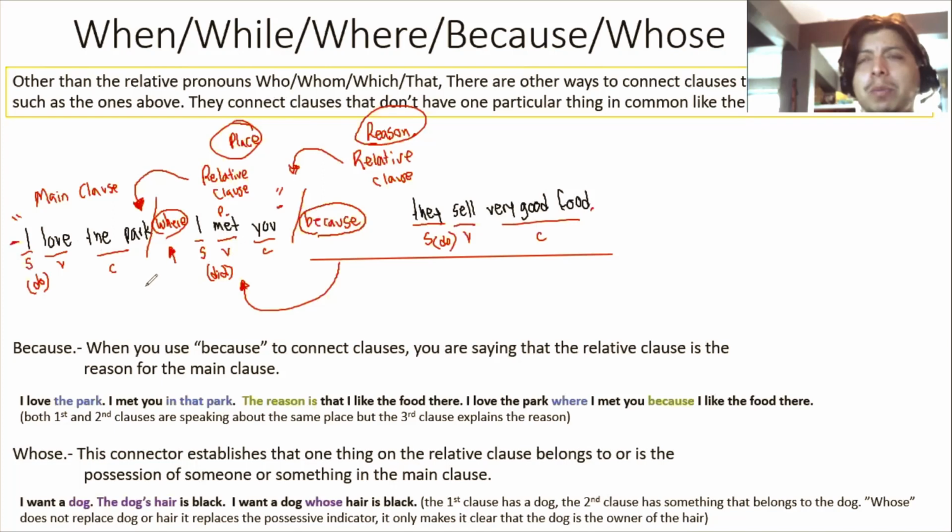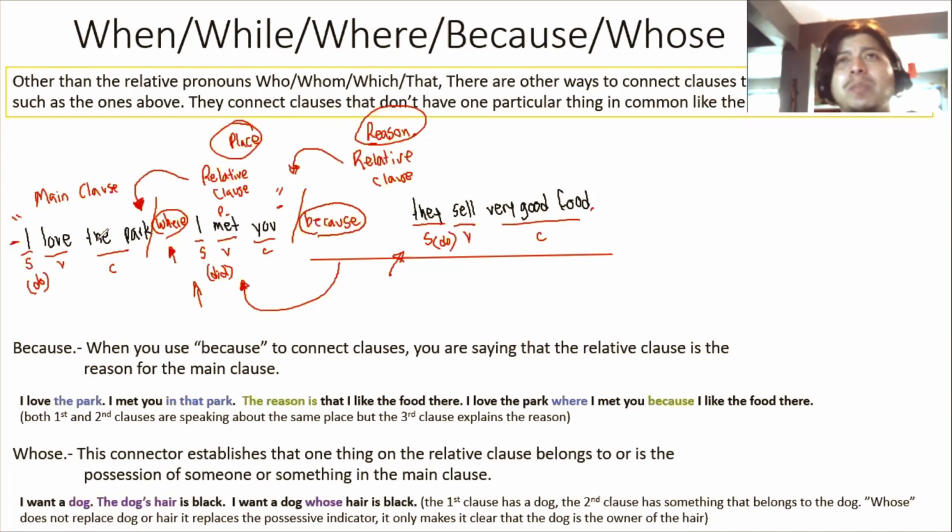Pero de todas maneras me puedes decir, oye, ¿y por qué te encanta ese parque donde nos conocimos? Y yo te puedo decir, me encanta el parque donde te conocí porque, o debido a que, venden muy buena comida ahí. No porque te conocí ahí, lo siento mucho. Me gusta ese parque donde yo te conocí porque, o debido a, que ellos venden muy buena comida. Entonces, ya puedes hacer menos preguntas. Ya te expliqué cuál parque, por qué ese parque.